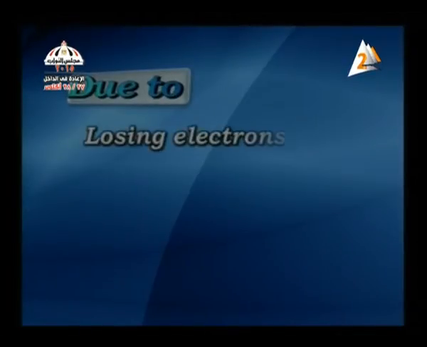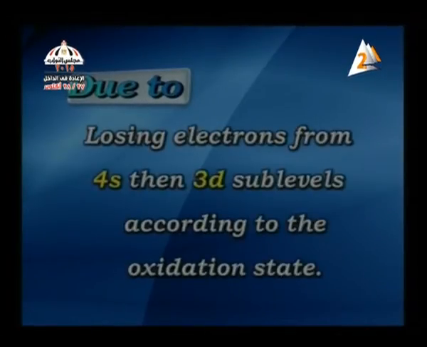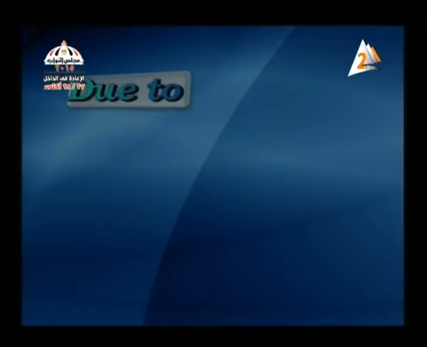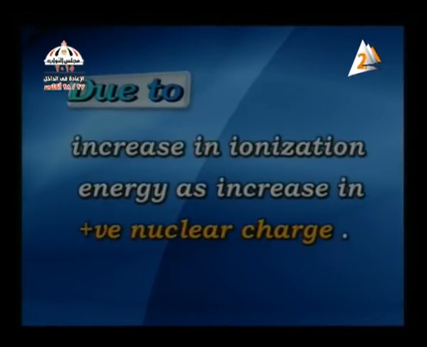This is due to losing electrons from 4s then 3d sublevel according to the oxidation state. Next point, the oxidation states of the first transition series decrease from manganese +7 to zinc +2. The reason for that is the increase in the ionization energy as the positive nuclear charge increases.